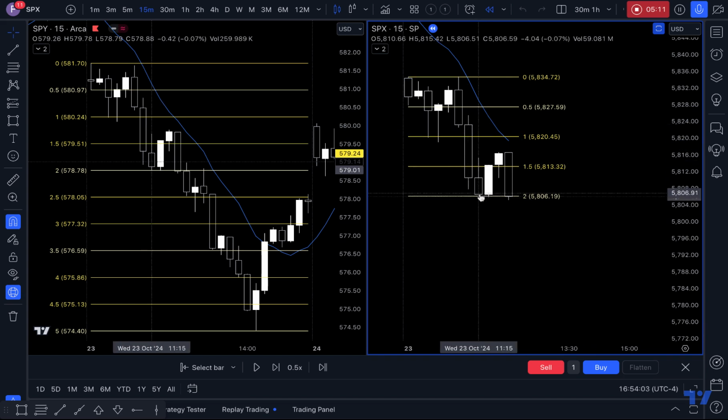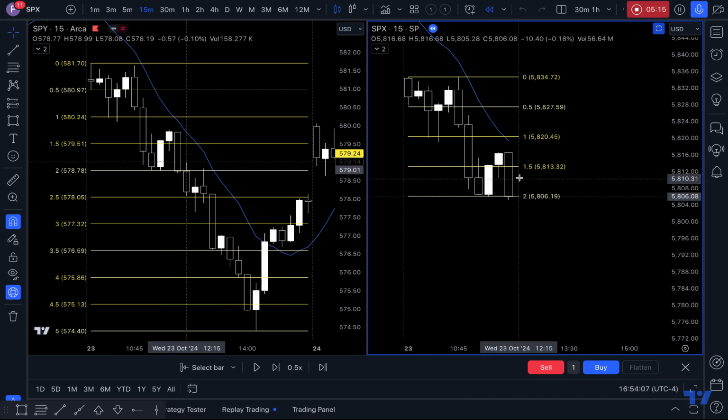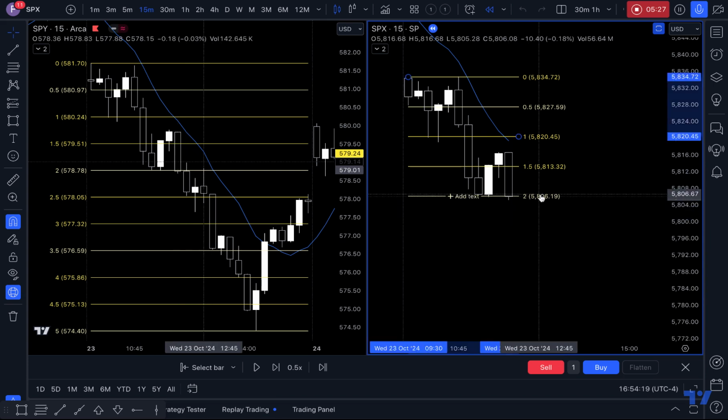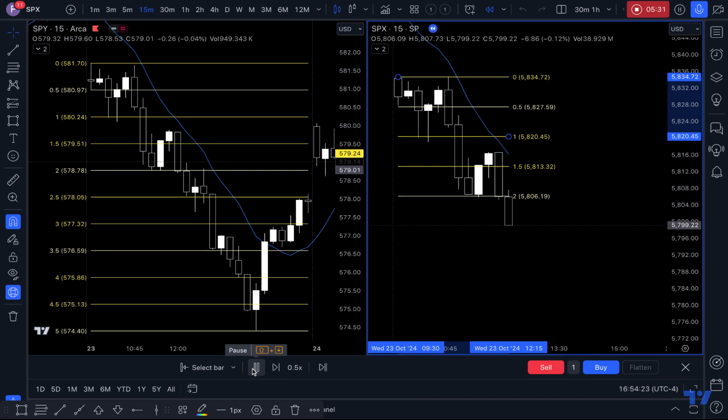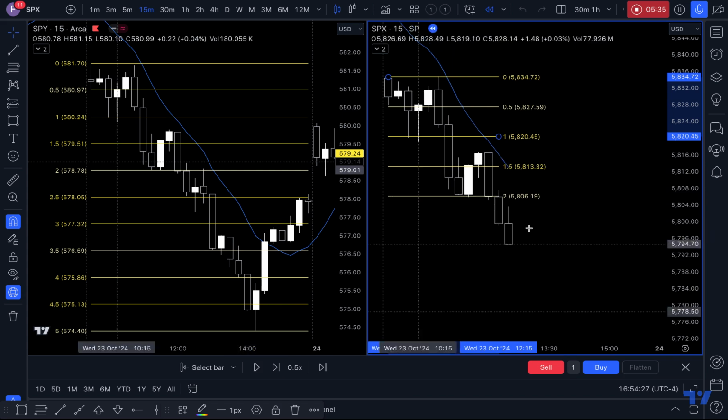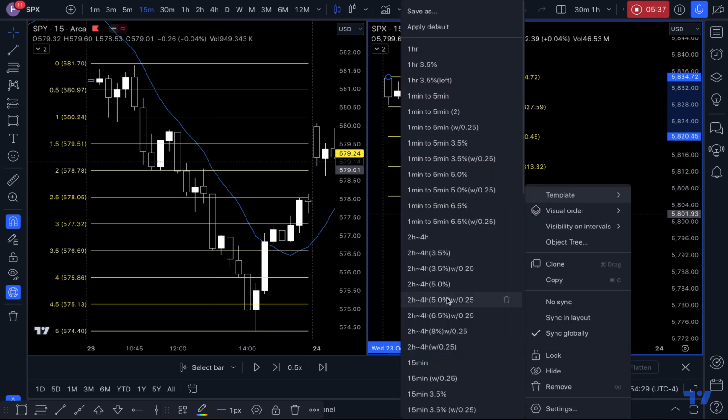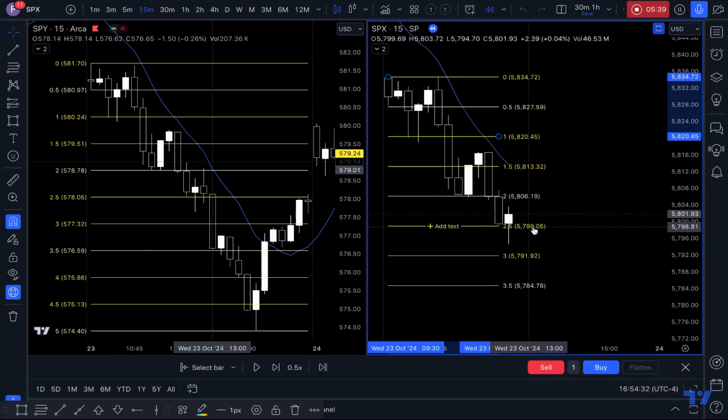So we form a support here at 2. Because of that support forming, it went back to test resistance, right? But guess what? It didn't make it halfway. It didn't make it to 1 and then rejected back down. So let's see if it will close under, then we can add more. Okay, it closed under. So now we have to add to 3.5.